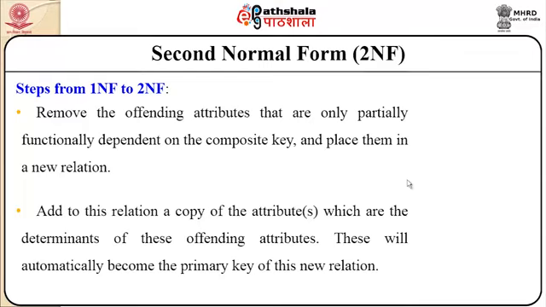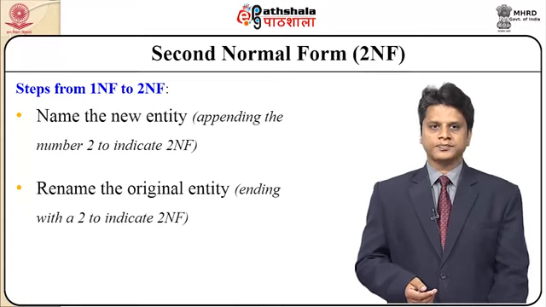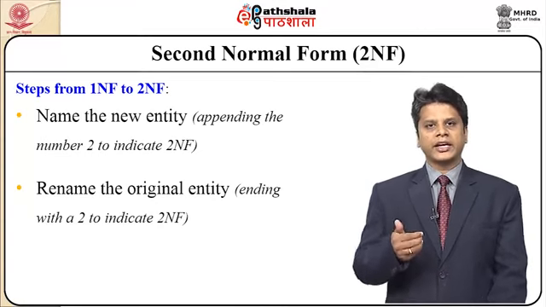So, the steps to be taken when we move from first normal form to second normal form: remove the offending attributes that are only partially functionally dependent on the composite keys and place them in a new relation. Add to this relation a copy of the attributes which are determinants of these offending attributes. These will automatically become the primary key of the new relation. Name the new entity and rename the original entity.